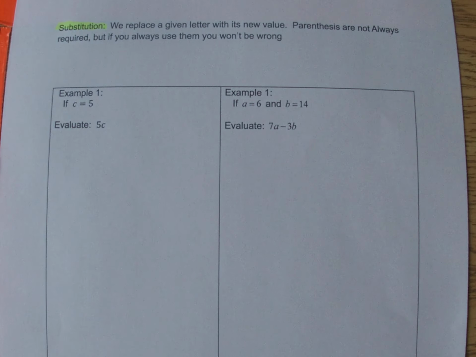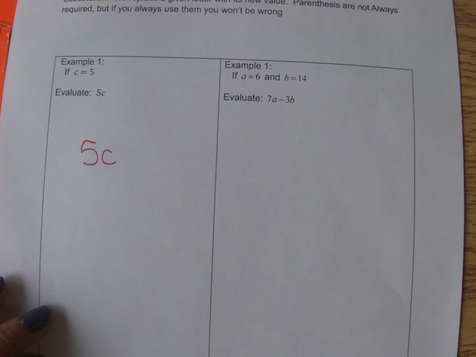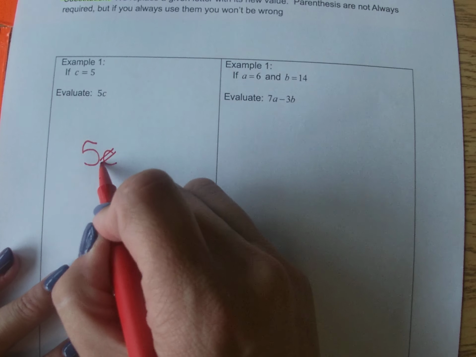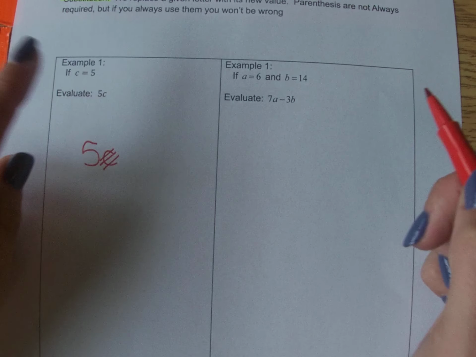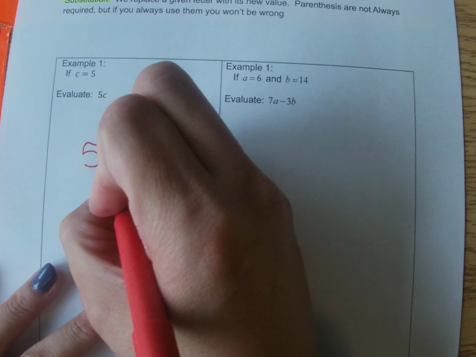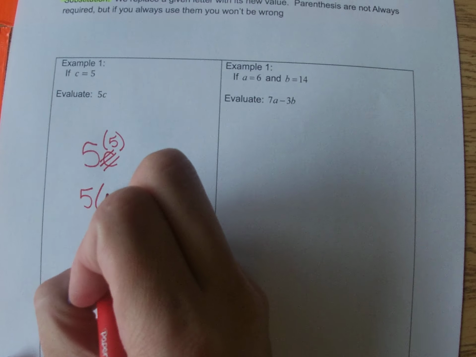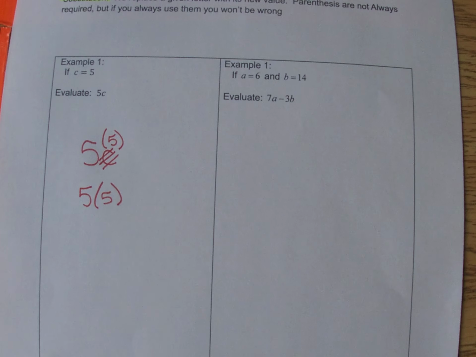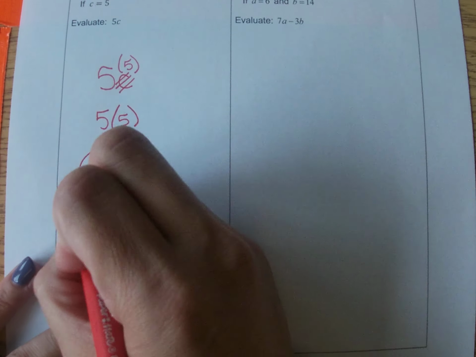Let's say I know that C equals 5, and I want to evaluate 5C. That means I'm going to take this 5C, and anywhere that I see the letter C, I'm going to get rid of it and replace it with its value of 5. Again, putting that in parentheses is a really good idea. So now I have 5 parentheses 5. Parentheses tell us to multiply, and 5 times 5 is 25.